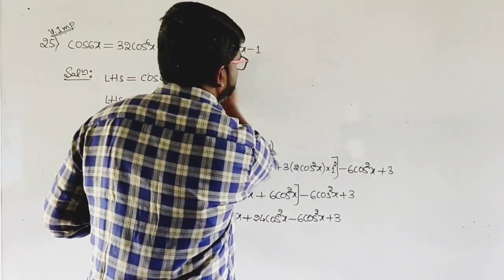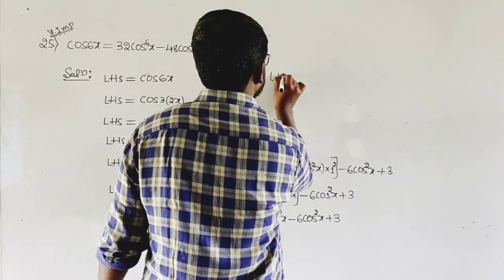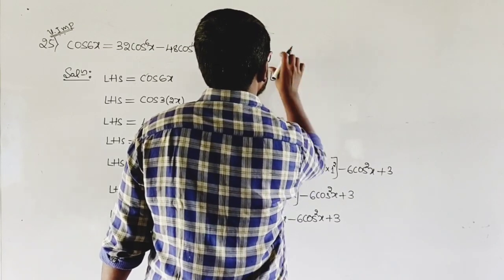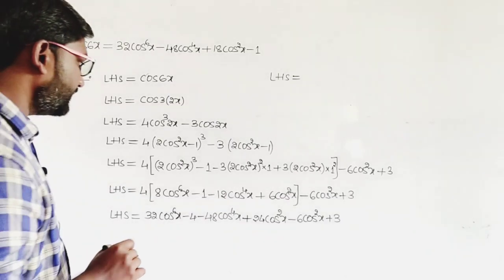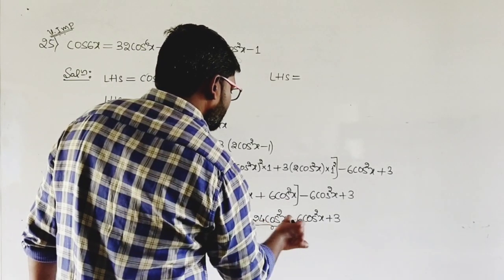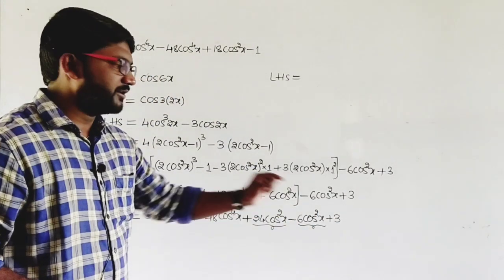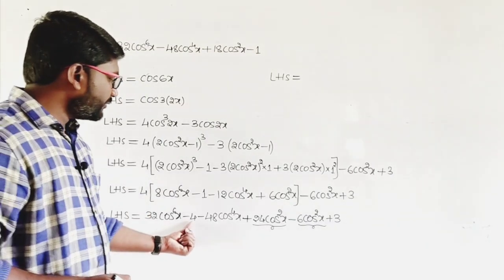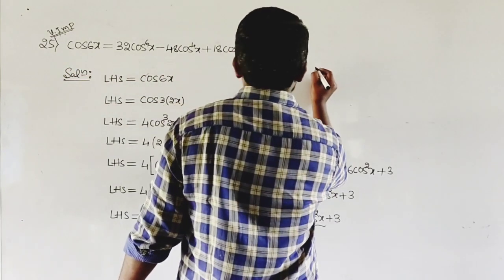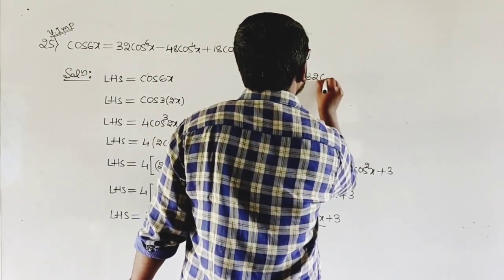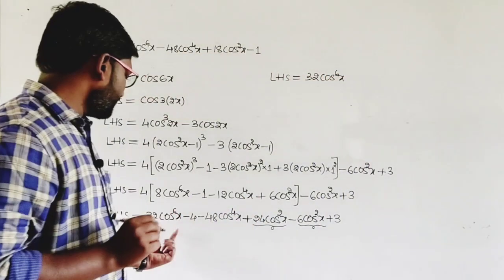So let us simplify this further. So what do we get? LHS is equal to, see here, search for the like terms here, 24 cos square x and then minus 6 cos square x. We have to subtract. We get 18 cos square x and then minus 4 plus 3 will be minus 1. So now I write 32 cos to the power 6x.